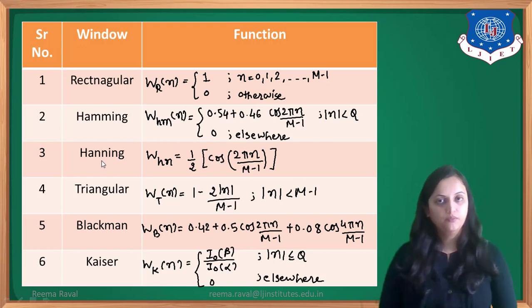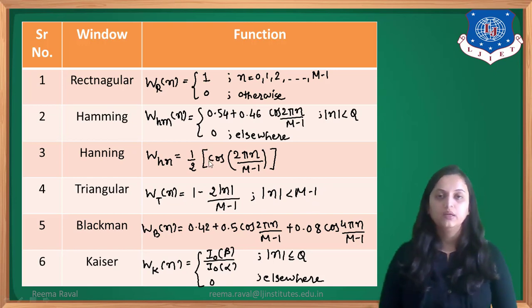Next is the Hanning window. The function for Hanning window is WHN, where HN stands for Hanning window, that is equals to 1 by 2 into cos 2 pi n upon m minus 1, where n indicates the number of instances for the given data. Next is triangular window. It is denoted as WT of n, that is equals to 1 minus 2 into modulo n divided by m minus 1 in the interval mod n less than m minus 1.